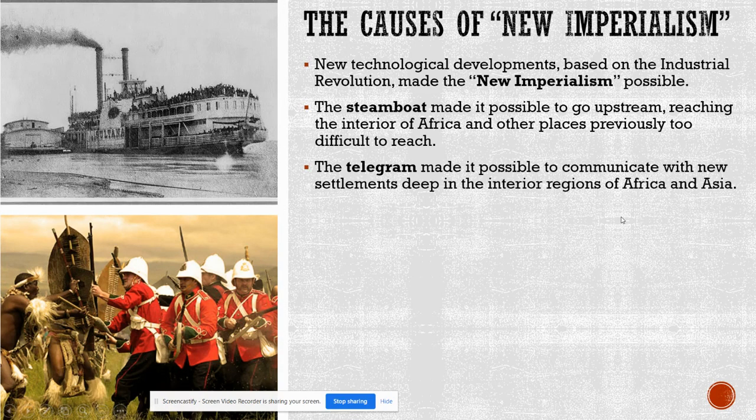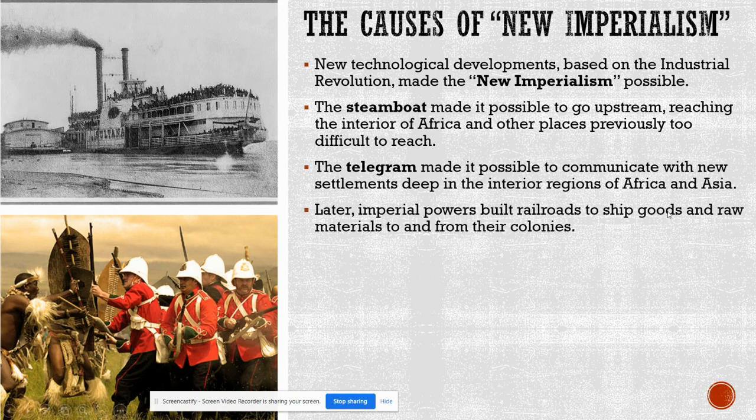The telegraph made it possible to communicate with new settlements deep in the interior regions of Africa and Asia. So, if there were problems in those areas, you could send a telegraph out and you could have the British troops show up. Later imperial powers built railroads to ship goods and raw materials to and from their colonies. So, again, they're looking to make money off the raw materials from their colonies.